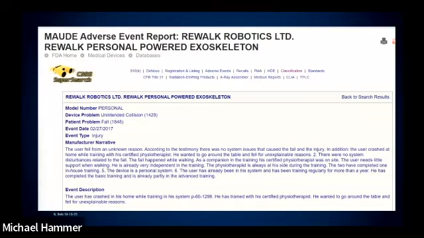I'm not sure what the P means. He has trained with his certified physiotherapist. He wanted to go around the table and fell for unexplained reasons. So this was the event report.